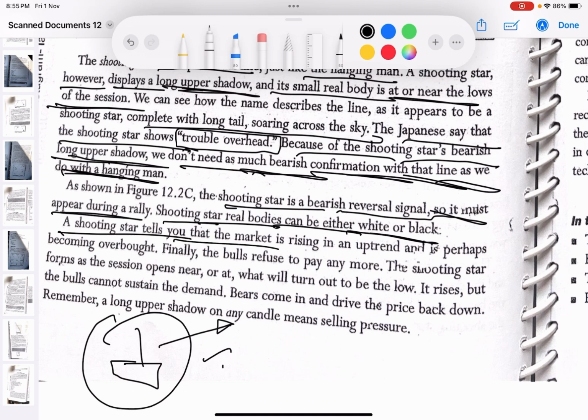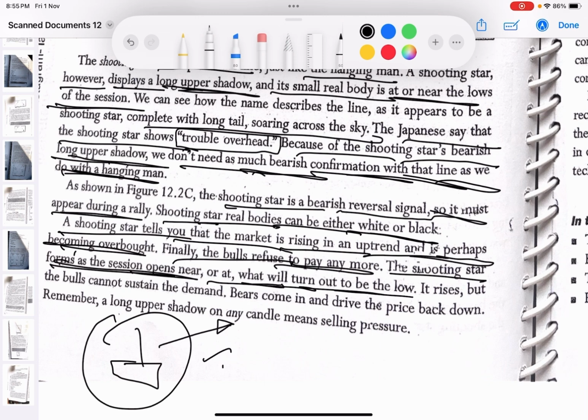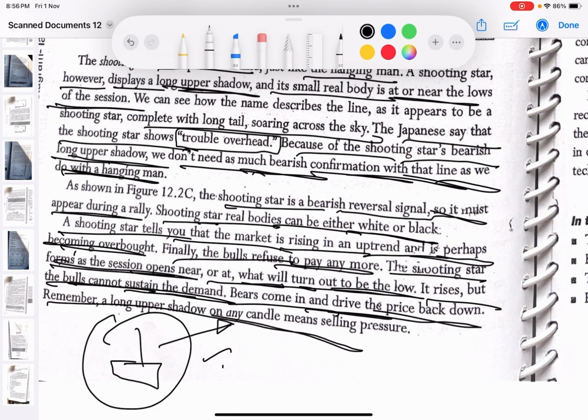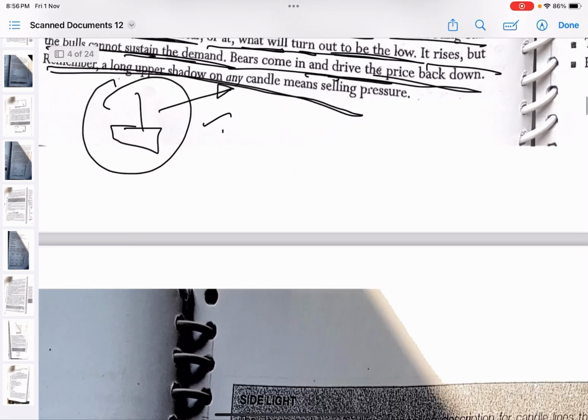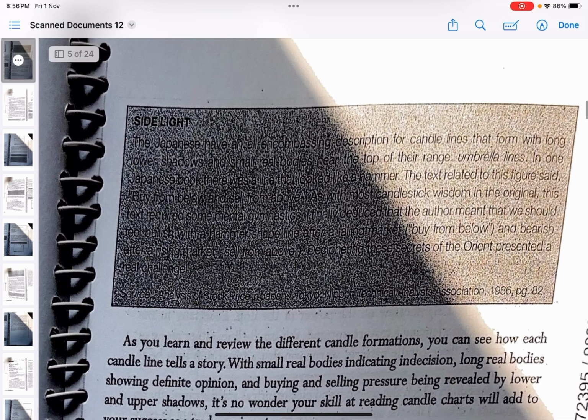A shooting star tells you that the market is rising in an uptrend and is perhaps becoming overbought. Finally, the bulls refuse to pay anymore. The shooting star forms as the session opens near or at what will turn out to be the low. It rises, but the bulls cannot sustain the demand. Bears come in and drive the price back down. A long upper shadow on any candle means selling pressure. We discussed that, right?